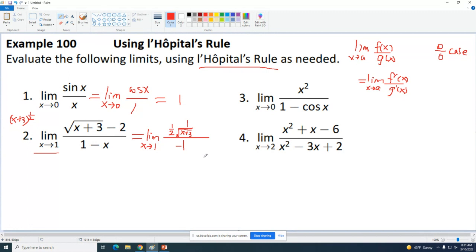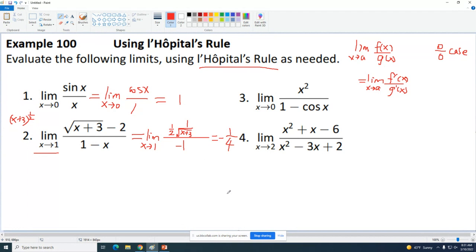All right, so we're going to make x equal to 1. You can see if x equals 1, that's 1 plus 3, which is 4. Root of 4 is 2. So that's 1 over 2 times 2, right? So 1 over 2 times 2 is 1 over 4, and this is using a negative. So the answer is negative 1 over 4. That's the entire process. Any questions?